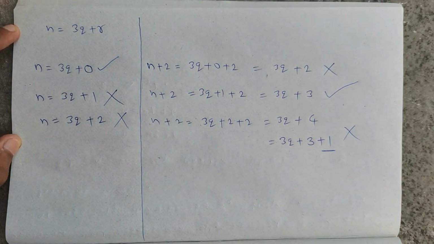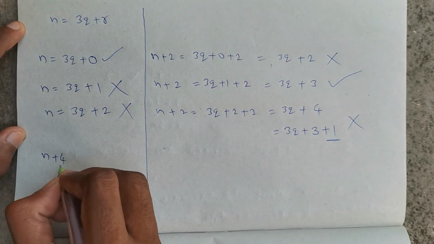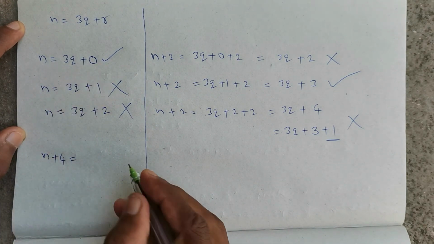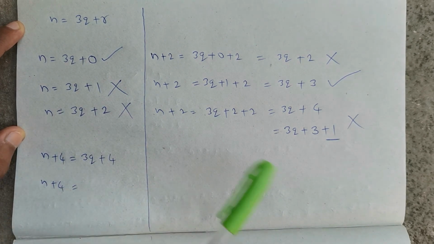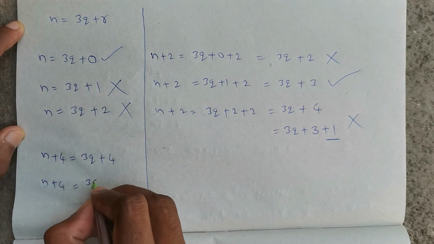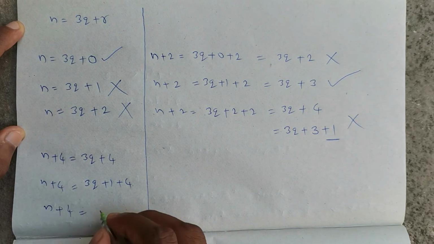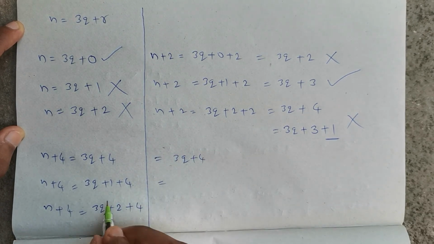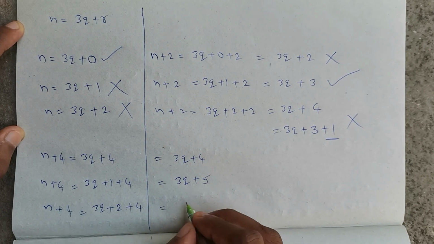Now let us move to n plus 4. Simply in the place of n, plus 4 we need to add. 3q plus 0 is there, so 3q plus 4. Again n plus 4 is equal to, here 3q plus 1 is there, so 3q plus 1 plus 4. n plus 4 is equal to 3q plus 2 is there, 3q plus 2 plus 4. If we solve it, first one 3q plus 4 as it is. 1 plus 4, 5. So 3q plus 5. Here 2 plus 4, 6.